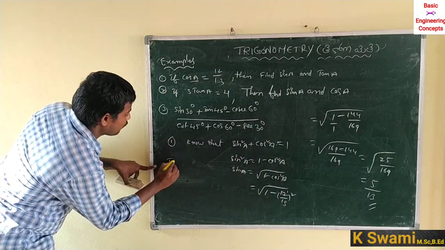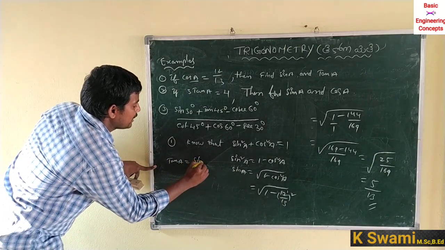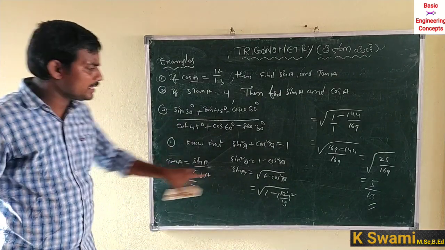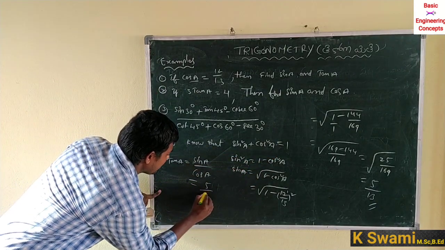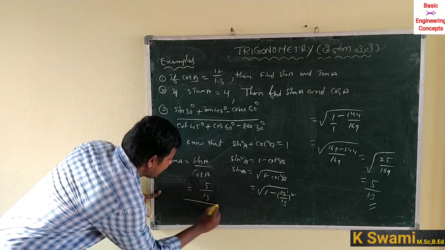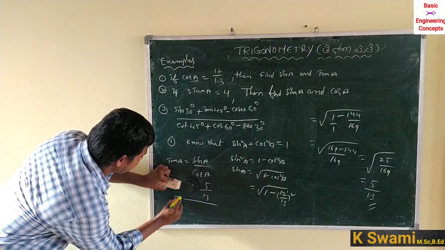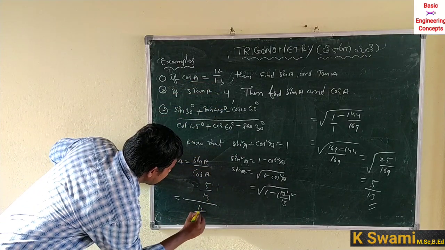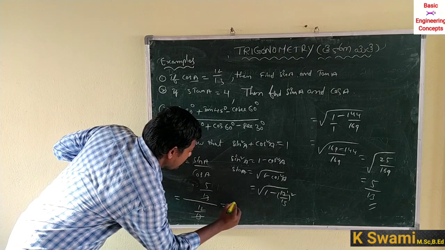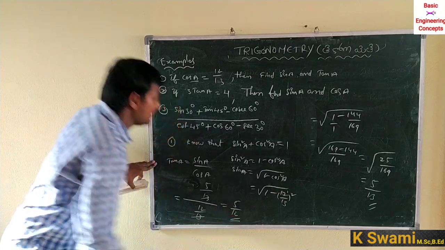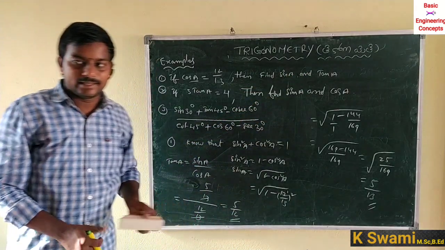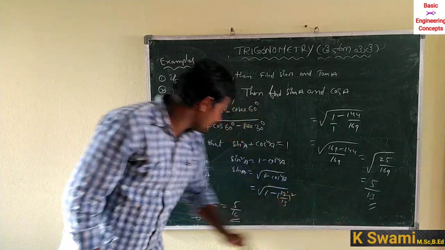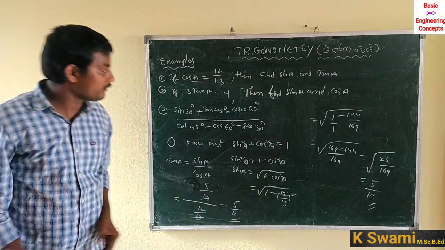Tan A is equal to sin A by cos A. Sin A is 5 by 13, and cos A is given as 12 by 13. So the 13s cancel, and 5 by 12 is the value of tan A. So it's clear: sin A is equal to 5 by 13 and tan A is equal to 5 by 12.